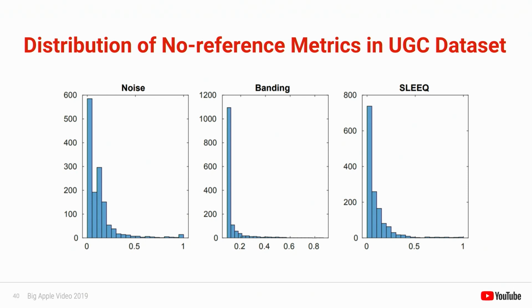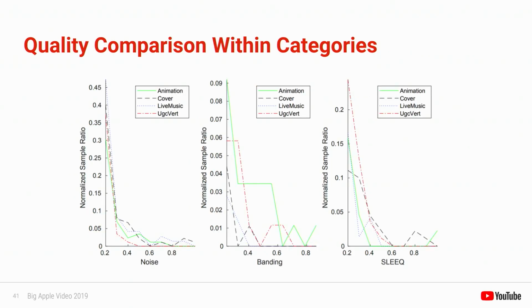Notwithstanding the somewhat unkind things I said earlier about UGC, you'll notice the majority of the videos in the UGC dataset do score relatively well with these 3 metrics. That said, if you look at the distribution of scores within individual categories, you can see that some categories are more prone to certain kinds of artifacts.